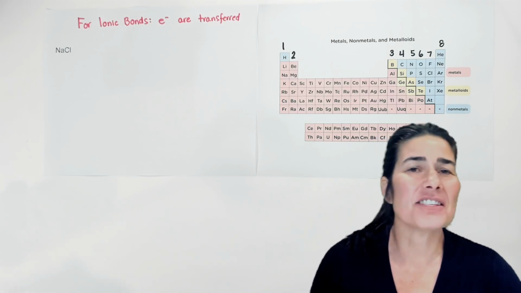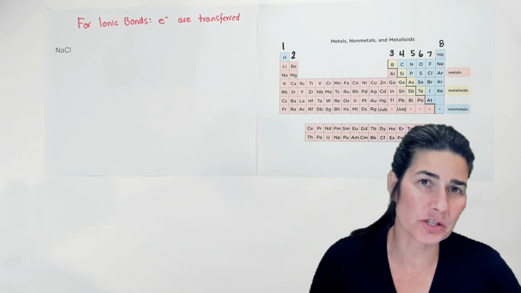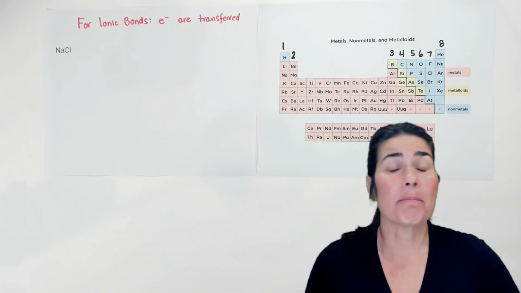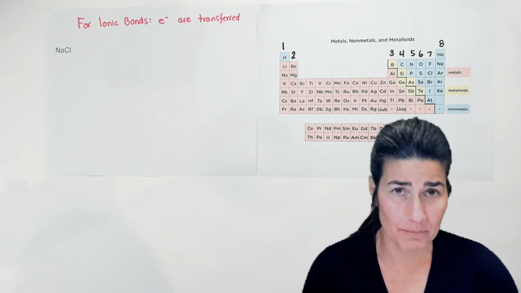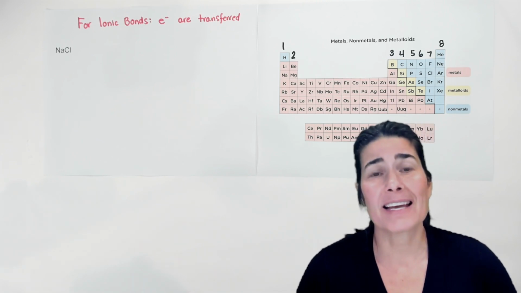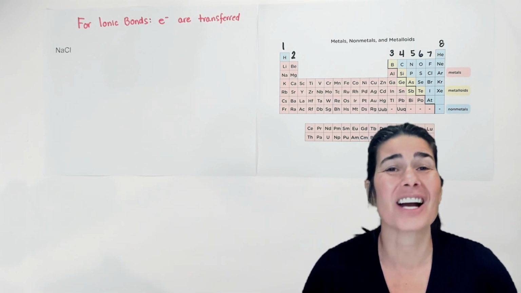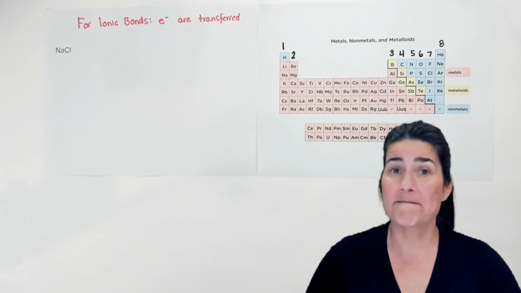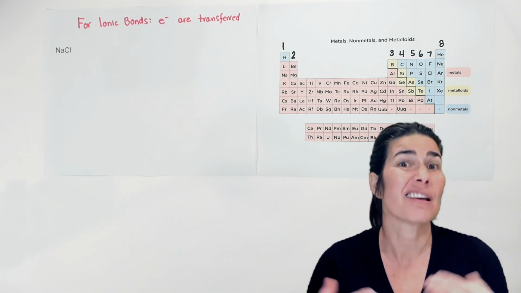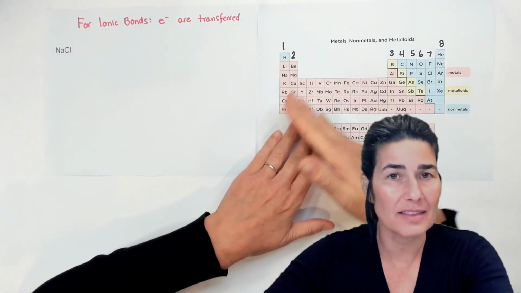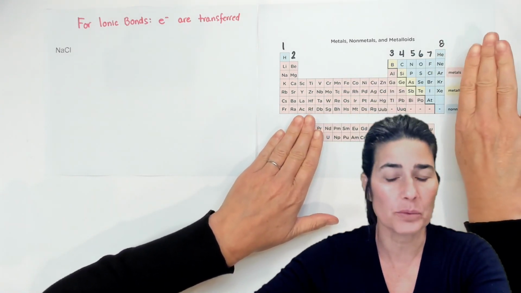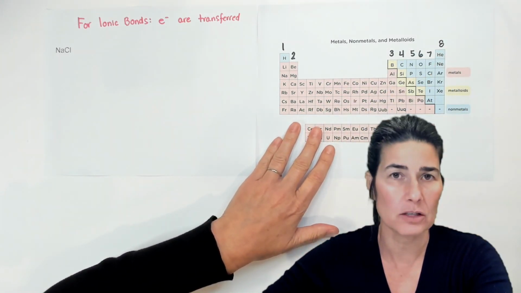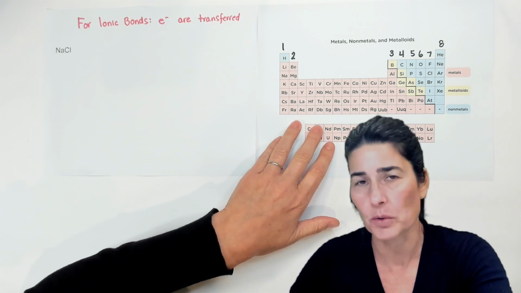Okay, let's use those Lewis dot pictures to show the bonding for ionic compounds. Now remember, in ionic compounds, electrons are transferred. In general, these occur when we have very different electronegativities. So for the most part, things on the left are bonding with things on the right, metals with nonmetals. Let's go ahead and do a few examples.